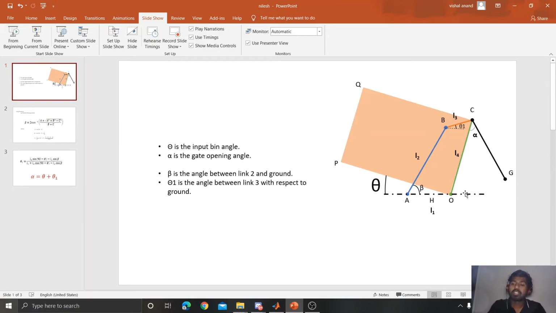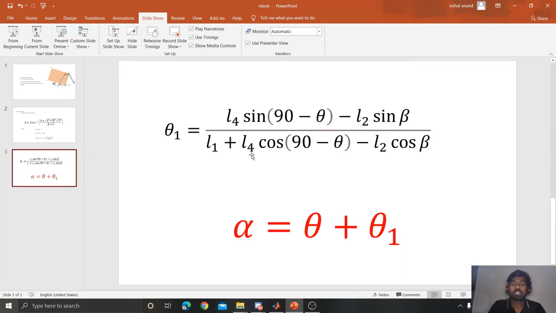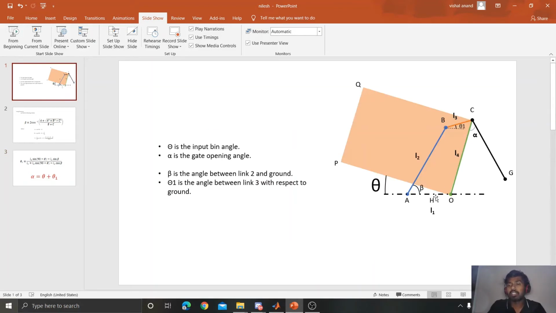So using Freudenstein's equation, I wrote the relation between theta 1 and beta. So this is the relation of theta 1 with respect to beta. Now we are asked to define the relation between input bin angle and gate opening angle. That is, the gate opening angle was alpha, that is alpha equals theta plus theta 1. We have derived it from the geometry.